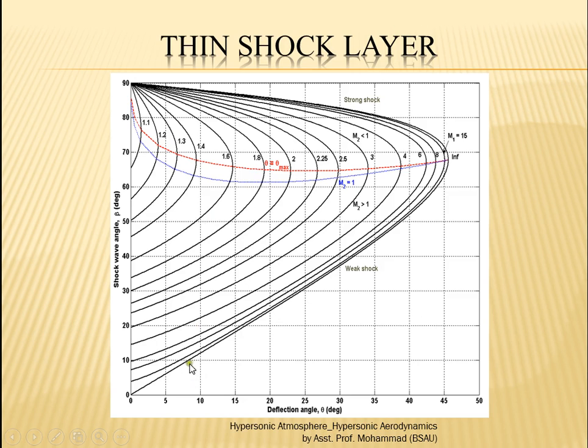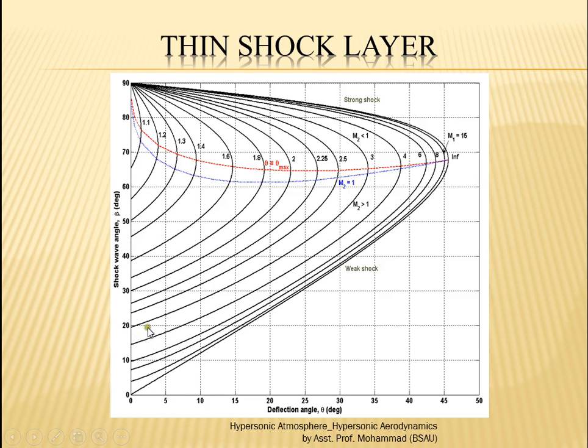Now take this weak oblique shock phenomenon. Let us see, the deflection angle is 10 degrees. For the same deflection angle, at Mach number 2, the wave angle is something like 40 degrees. If it goes from 2 to 8, then for the same deflection angle, the wave angle has come down to something like 18 degrees. So if the Mach number increases for the same deflection angle, the wave angle decreases from one extreme to the other extreme.